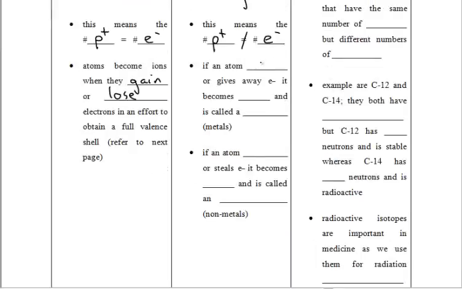If an atom loses or gives away electrons, it becomes positive because it has less negativity, it's given it away, and it is called a cation. These are typically metals.